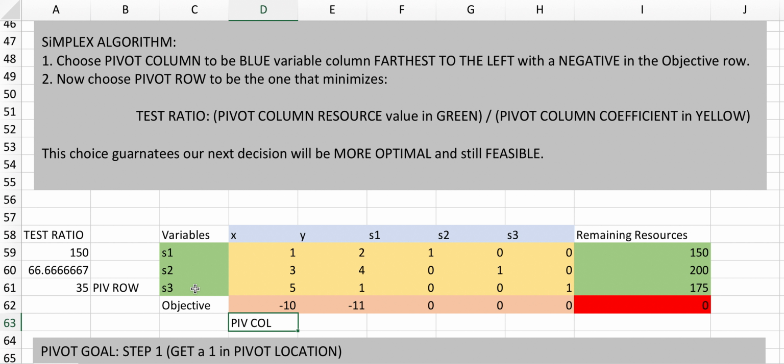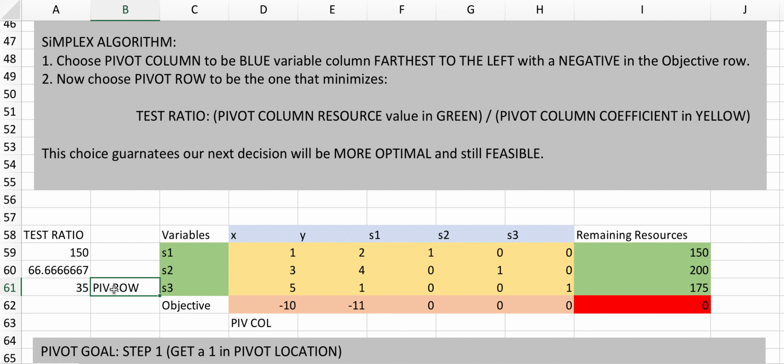Choosing the pivot row is easy as well. All you're doing is taking the numbers on the right-hand side under the remaining resources, and dividing them by the corresponding number from the coefficient of, in this case, X, because that's our pivot column. So we're going to do 150 divided by 1, which is the 150 we see over here. We're going to do 200 divided by 3, which is the 66.67 over here. And we're going to do 175 divided by 5, which is the 35 over here. And because 35 is the smallest, that's our pivot row.